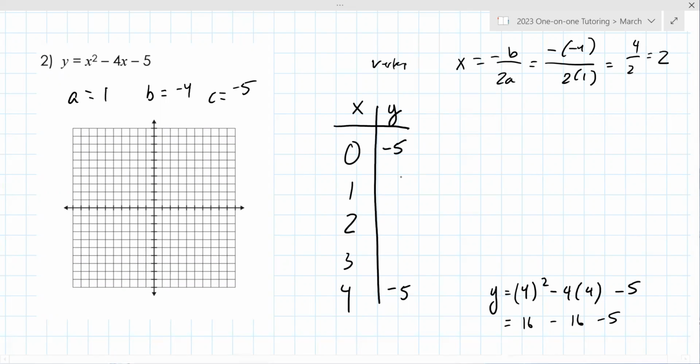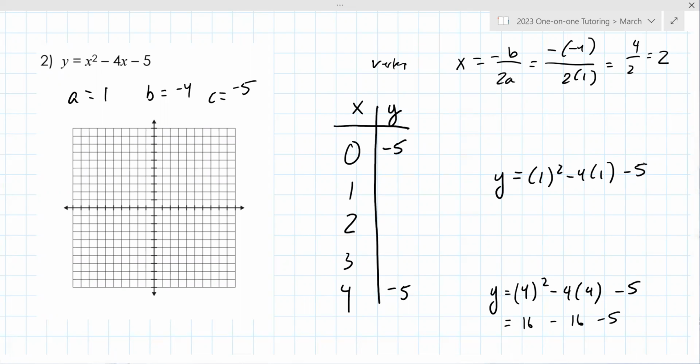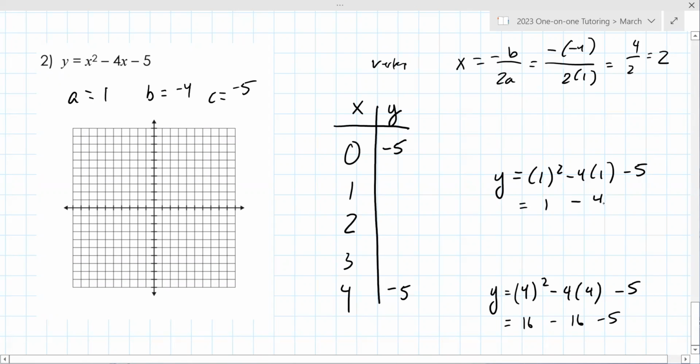Okay, so let's do 1. 1 squared minus 4 times 1 minus 5. I like multiplying by 1. Not too bad. Go ahead and give me the result of that, please. -1. So I'm hearing some errors here. 1 minus 4 minus 5. So 1 minus 4 is -3. -3 minus 5 is -8.